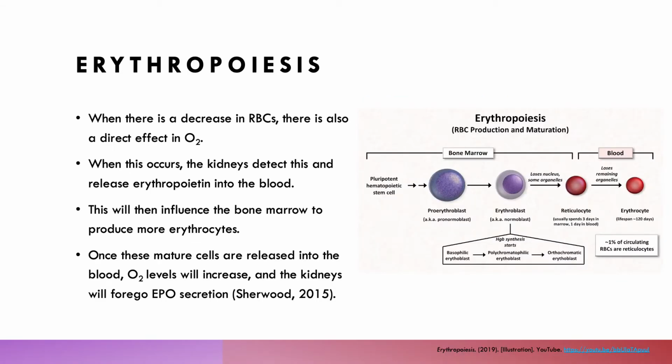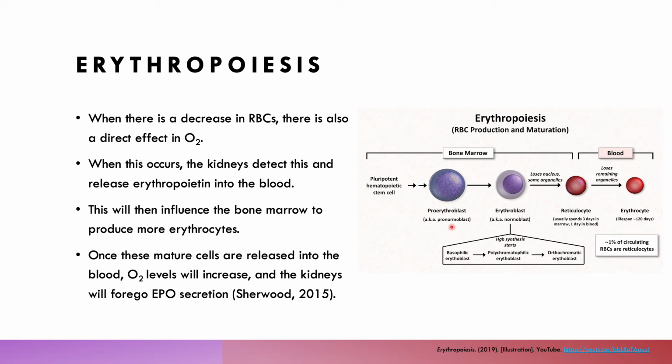When there is a decrease in red blood cells, there is also a direct effect on oxygen. When this occurs, the kidneys detect this and they release what's called erythropoietin into the blood. This will then influence the bone marrow to produce more erythrocytes, and it does go through a process. The very first cell that we have is called a pluripotent stem cell, and it will become an undifferentiated stem cell, and that's this right here, which is the proerythroblast.